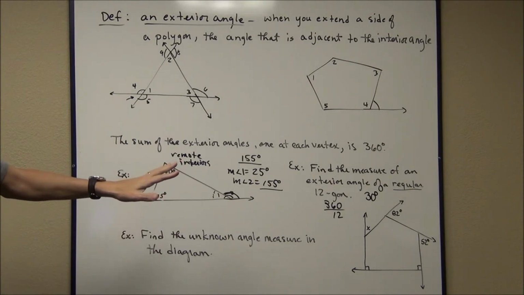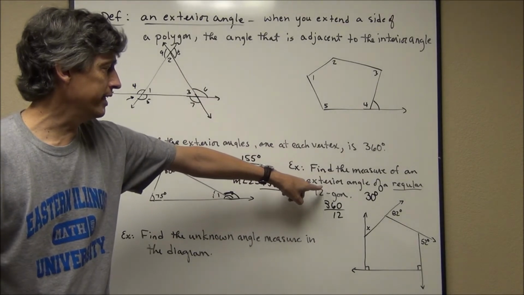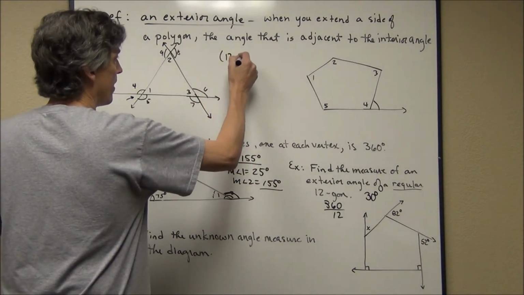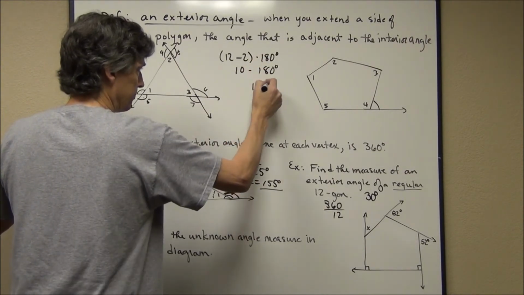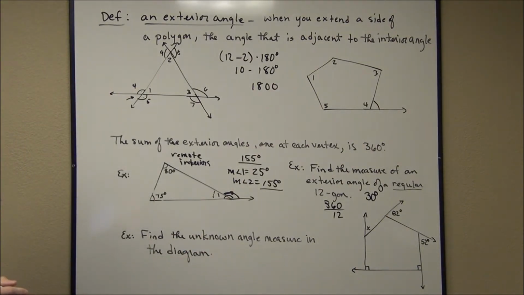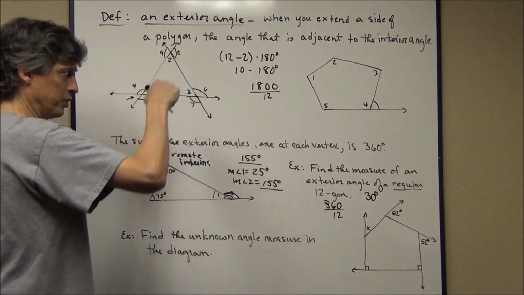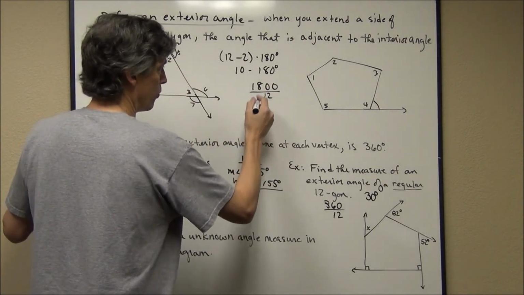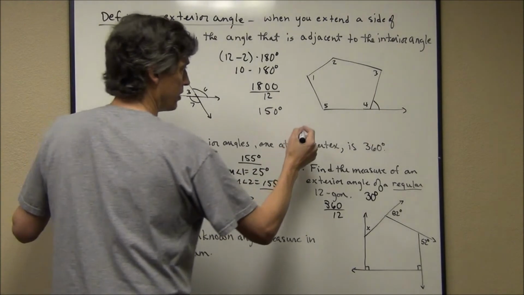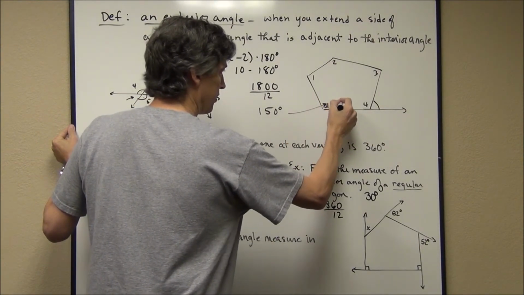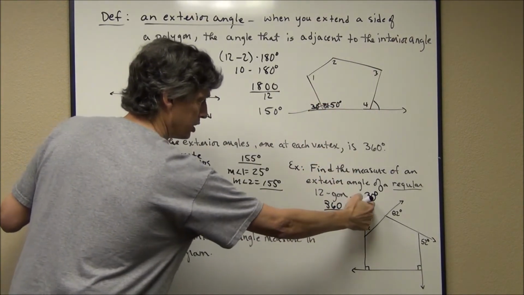Now, let's go back to this problem real quick. If we wanted to find the interior angle, we would do 12 minus 2 times 180, which is 10 times 180, which is 1,800. If I now divide this by 12, because there's 12 interior angles, each interior angle would measure 150 degrees. So if each interior angle, like let's say this angle right here, was 150 degrees, then the exterior angle would have to be 30 degrees because they form a linear pair, and that matches up with what we have here.